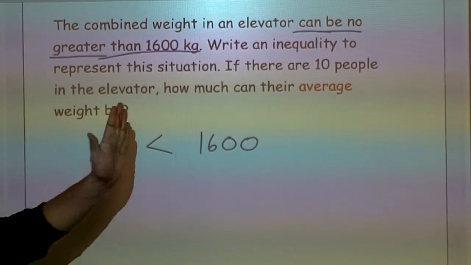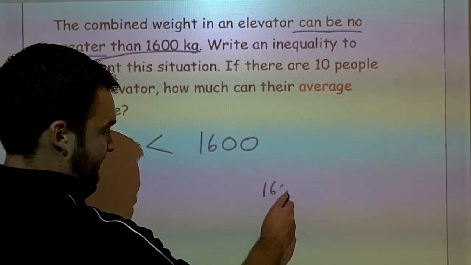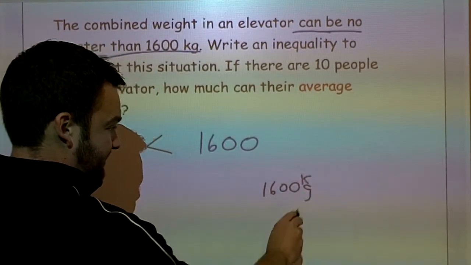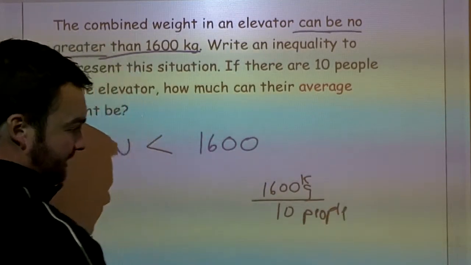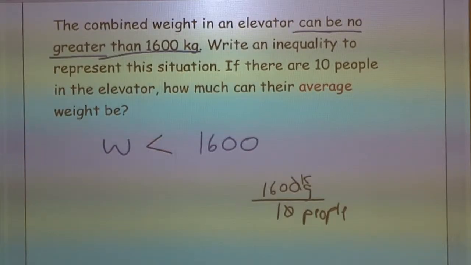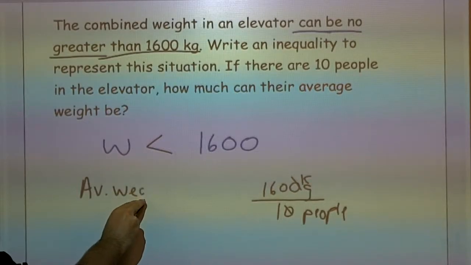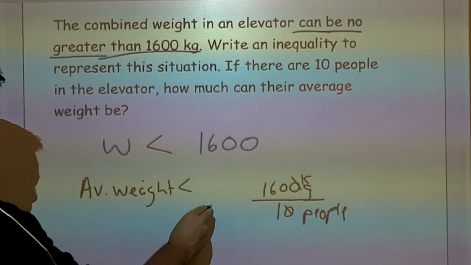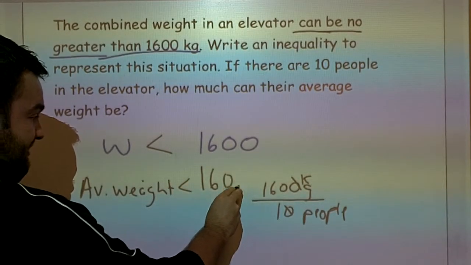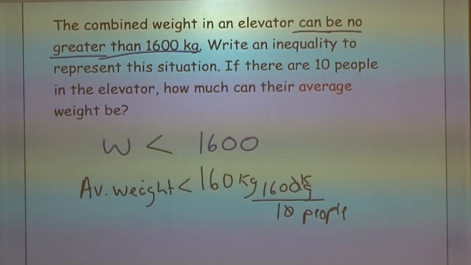So we're going to take 1,600 kilograms and divide that by 10 people. Cancel off a 0, 0. Our average weight has to be less than 160 kilograms. Average weight has to be less than 160 kilograms. We're going to separate these two. Again, just a real life scenario that you may come across.